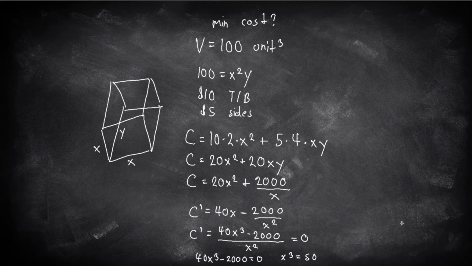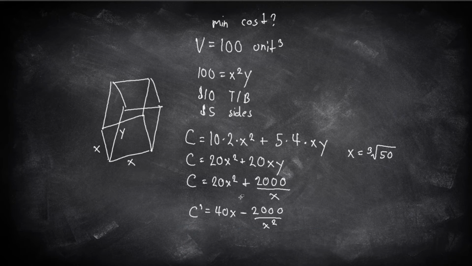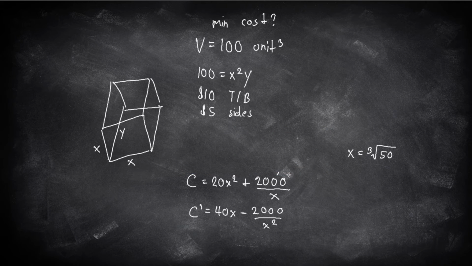So that means x cubed is equal to 50. That means x is equal to the cube root of 50. So that is going to be the length of our side. So I'm just going to delete this because I need room to do a little bit more math. And let's delete this stuff right here. Okay, cool.